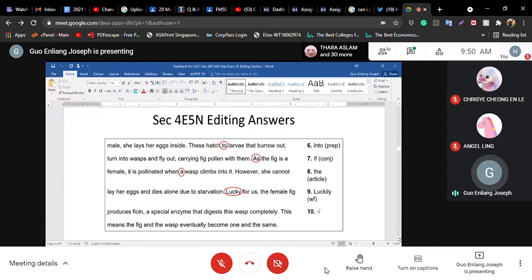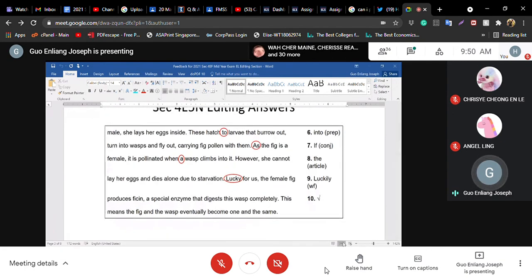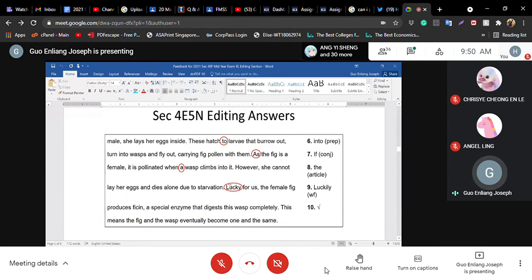This is the last five. Once again, use green pen. Circle the error if you got it wrong, and write the correct answer at the side. Once you're done, you can type 3.